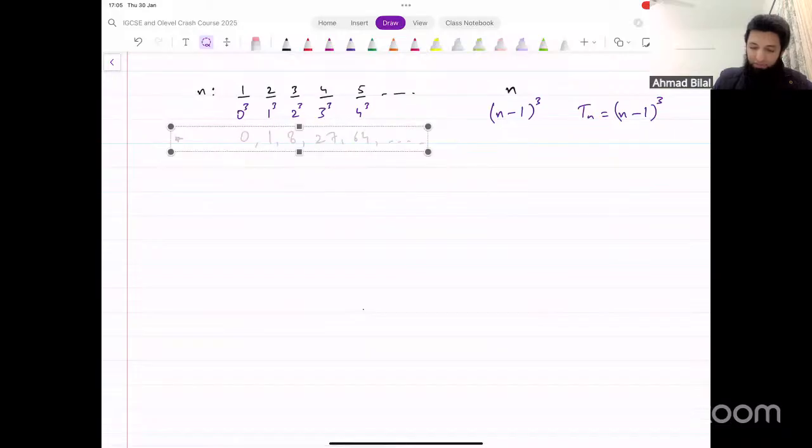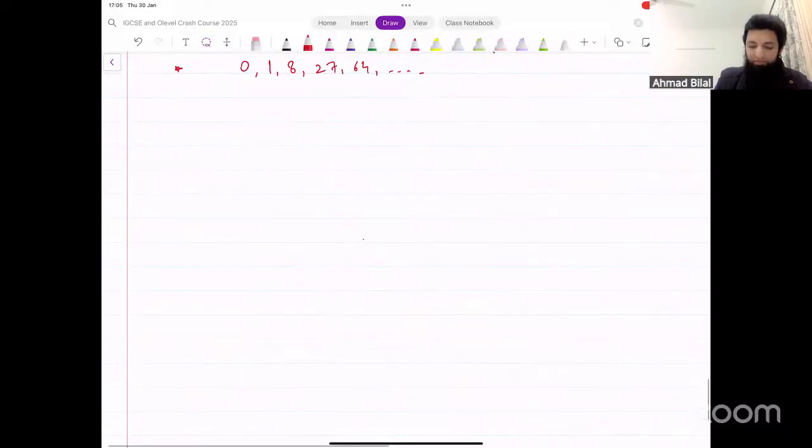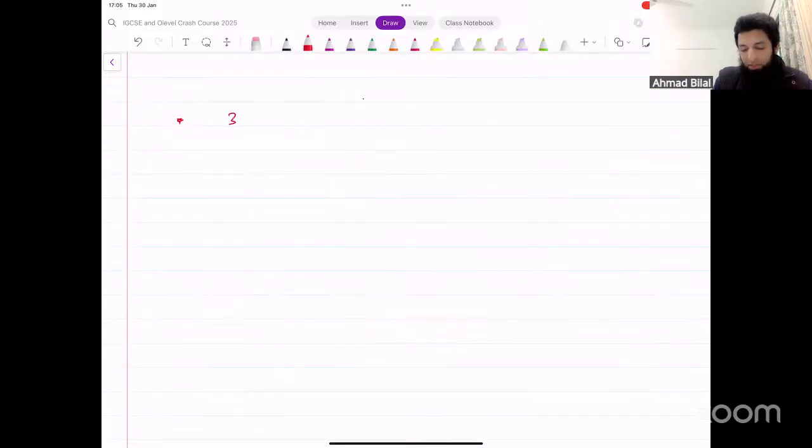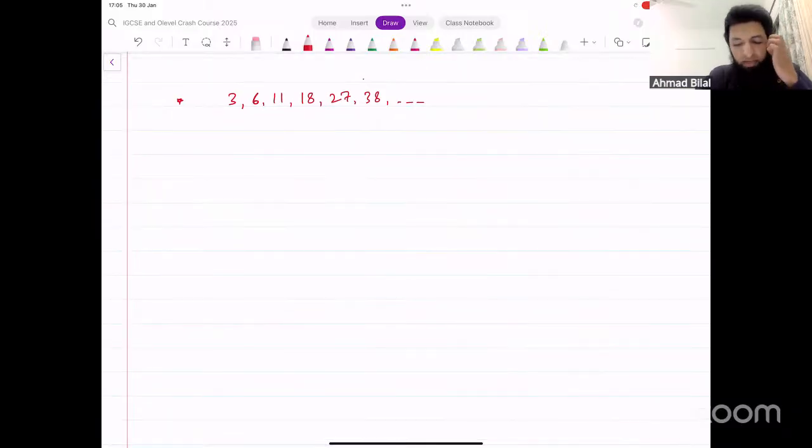In this case, this was the sequence. Now, similarly, let's say you have another sequence, and that is 3, 6, 11, 18, 27, 38, and so on. Now, what about this sequence? 3, 6, 11, 18, 27, 38.